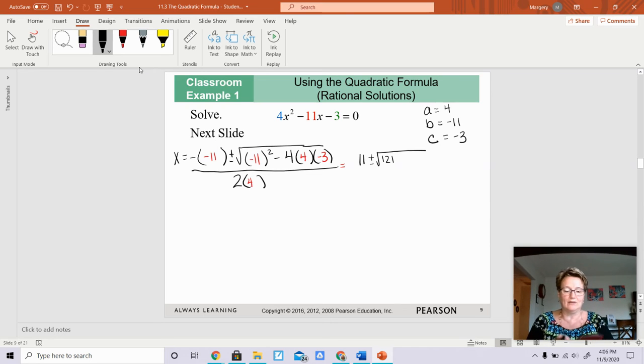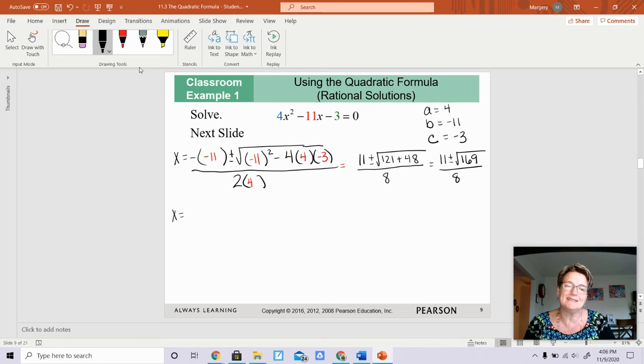If you're ever in doubt, let's use the calculator. So 4 times 4 times 3 gives you 48. And it's going to be a positive 48 because a negative times a negative is a positive. All over 8. So now, once again, what's under the radical, you're going to add those together. So we have 11 plus or minus the square root of 121 plus 48, which I get is 169, all over 8. Now, our goal is to find out what x is.